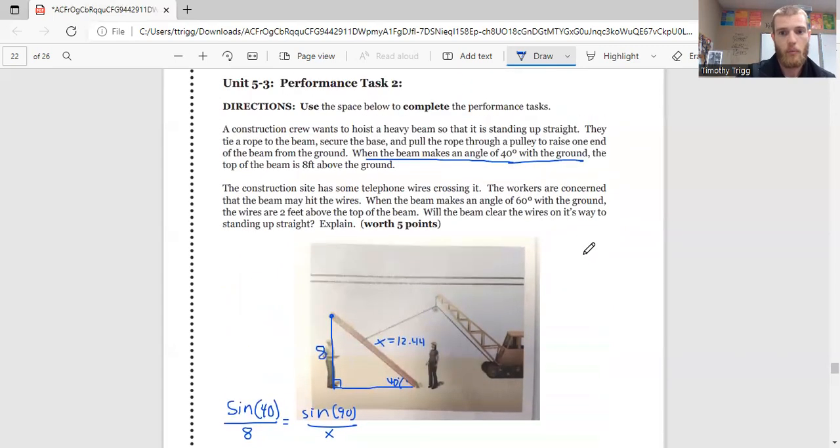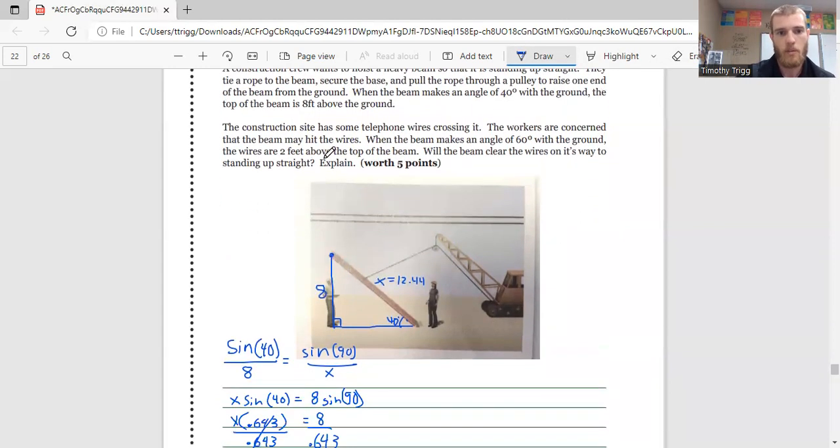Now let's go ahead and read the second part of this question, and then it really comes into play what we're doing here. I'm going to erase some of this information here, so hopefully you didn't write in pen. You should never be writing in pen when you're doing math anyway. But anyway, the construction site has some telephone wires crossing it. We can see the telephone wires up here. The workers are concerned that the beam may hit the wires.